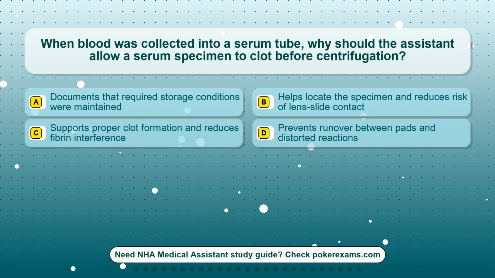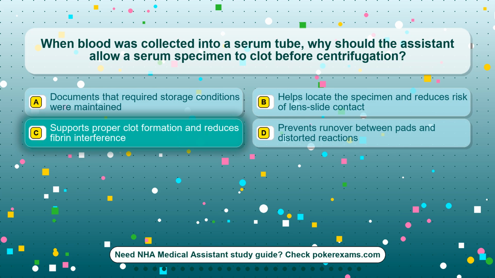Question 1. When blood was collected into a serum tube, why should the assistant allow a serum specimen to clot before centrifugation? Option A. Documents that required storage conditions were maintained. Option B. Helps locate the specimen and reduces risk of lens-slide contact. Option C. Supports proper clot formation and reduces fibrin interference. Option D. Prevents runover between pads and distorted reactions.